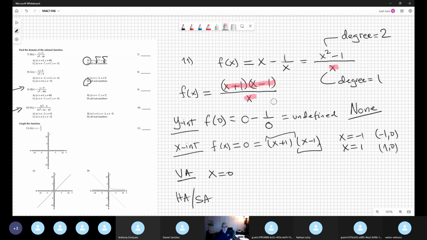By the way, it's easy because, one more time, you see the original. You don't need to find the slant asymptote separately, because it is just x. When you perform long division or synthetic division, you get x. So yes, we have a slant asymptote at y equals x. That's it.